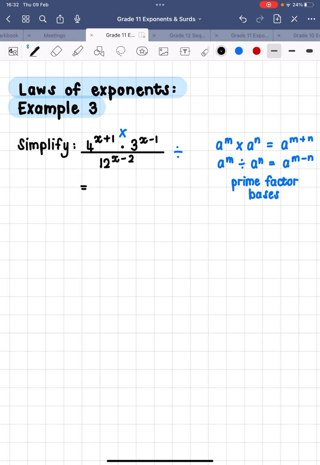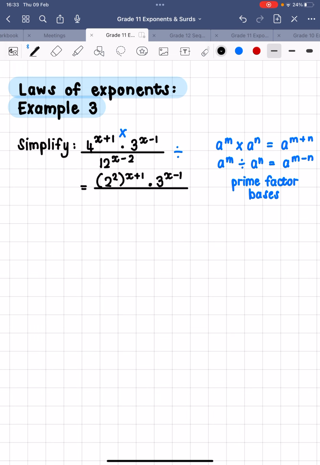So what I mean by that is that 4 is the same as 2 to the power of 2. 2 is a prime factor of 4, right? So I'm rewriting 4 as 2 squared. Now I must remember that that was raised to the power of x plus 1. And then I'm multiplying that by 3 to the power of x minus 1. Now 3 is already a prime number, so I'm not going to rewrite that base as anything else.